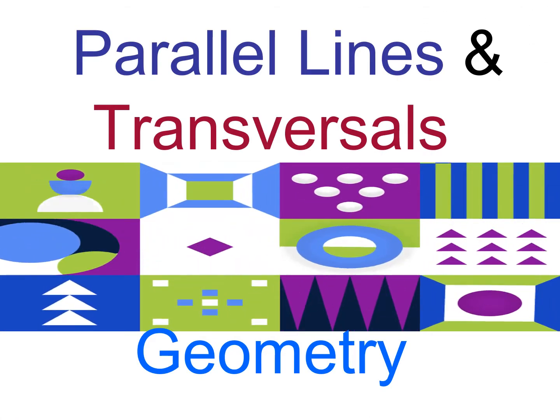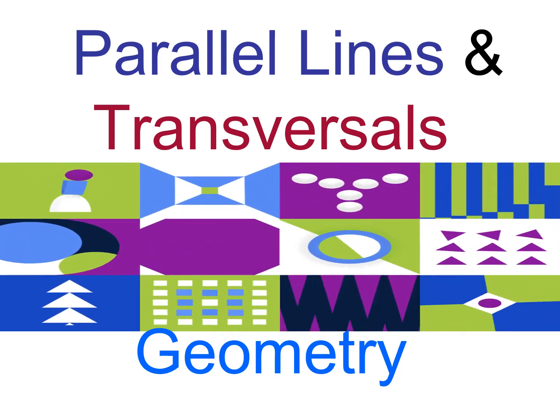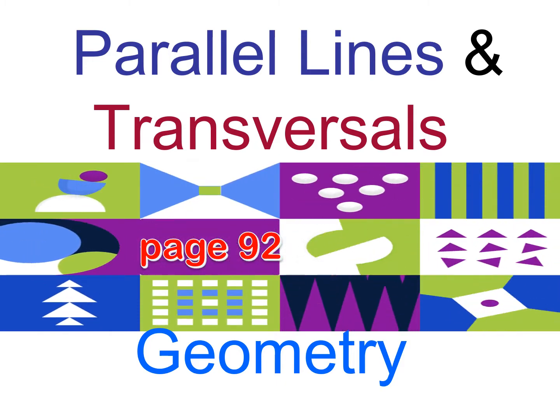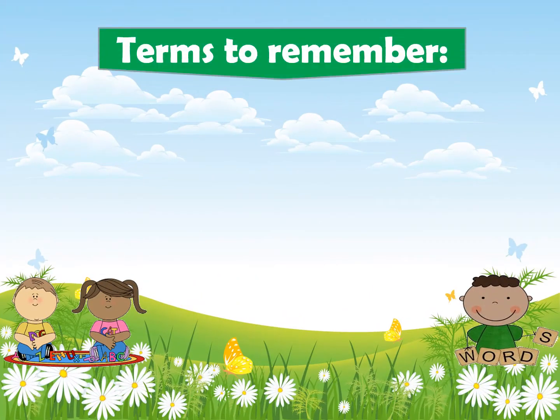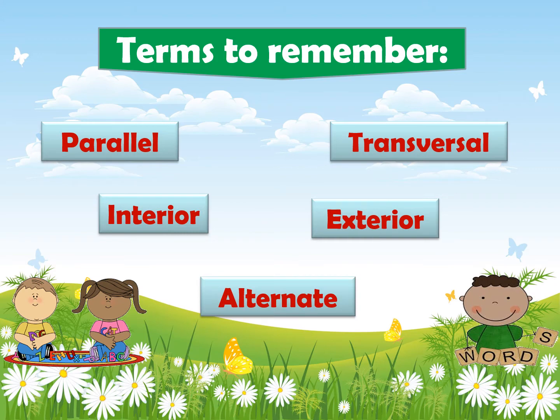Hello everyone, in today's topic we are going to talk about parallel lines and transversals. This topic can be found in page 92 of your textbook. These are the terms to remember: parallel, transversal, interior, exterior, alternate.